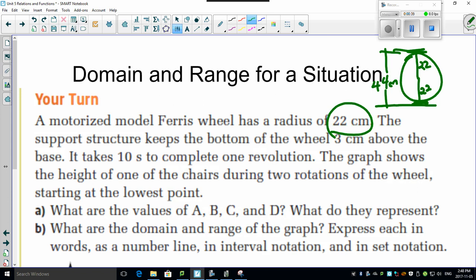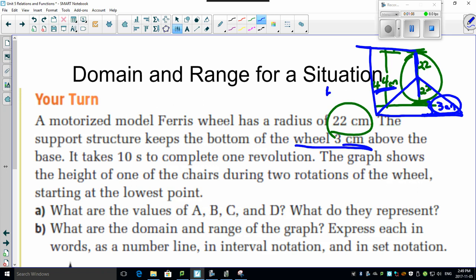Now, the other thing that you have to include is the fact that the bottom of the wheel is 3 centimeters above the base. So it's sitting on some sort of big base, probably. There's the base, and the wheel has to be another 3 centimeters above this. So the total height of this Ferris wheel has to be the 44, which is the diameter, plus the extra 3 centimeters, for a total height of 47 centimeters. That's how high this particular model is.